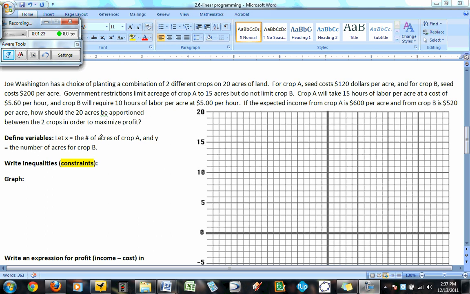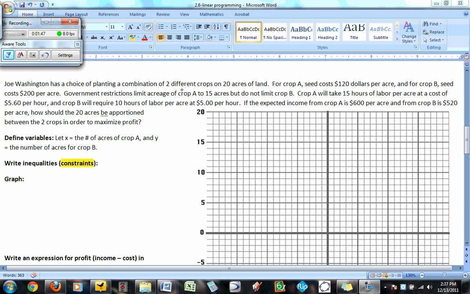Now that sounds like a ton, and there is a ton of information in that. It took me almost a minute to read. All right, but let's go ahead and break it down a little bit. I have a graph here, and in that graph we're going to graph our acres. So what we want to do is write constraints, is what they're called. Constraints are what's limiting our numbers. What are we limited by?